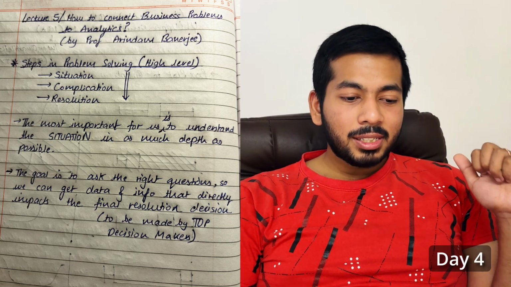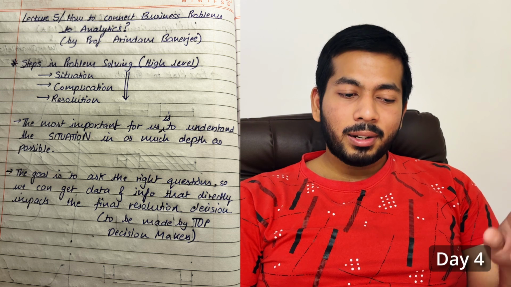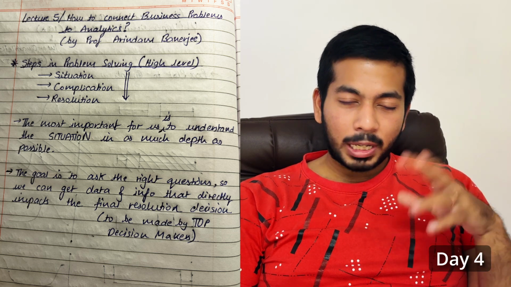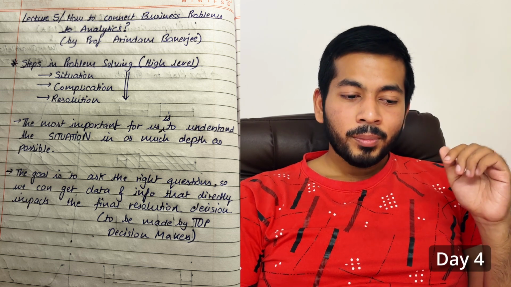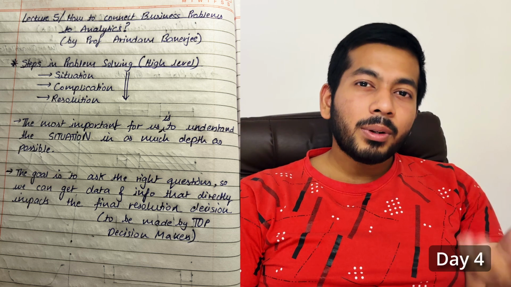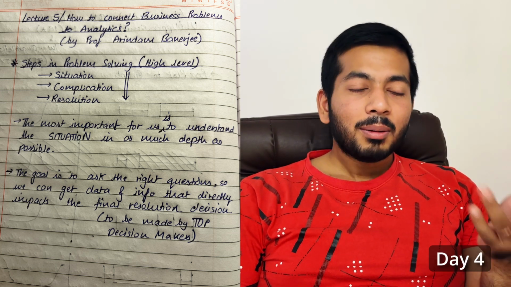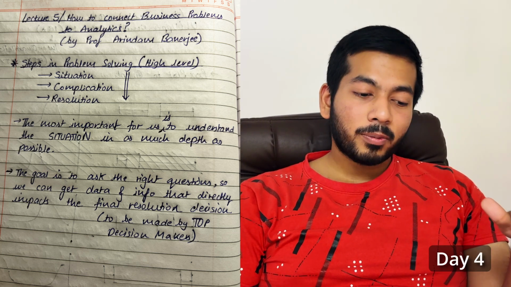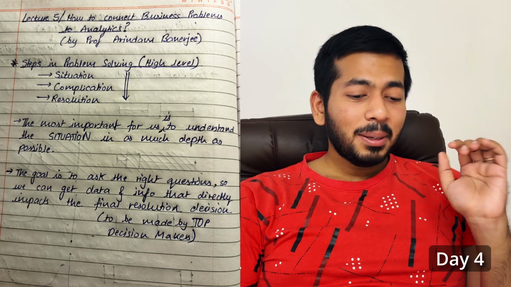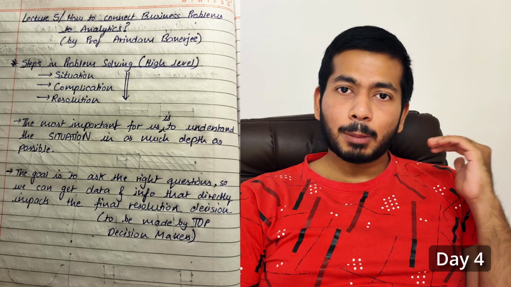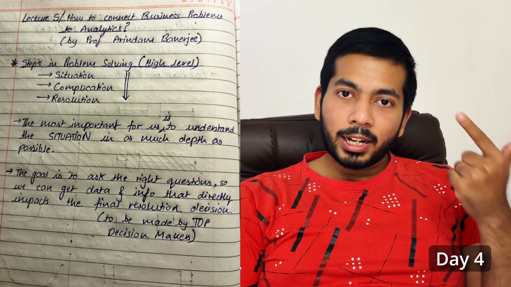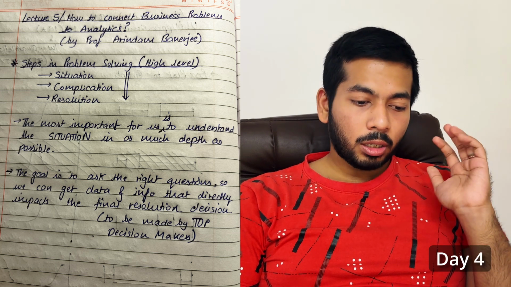Let's see. Lecture 5 is how to connect business problems to analytics. I don't see the way that they have structured this particular lecture properly, because this topic, how to connect business problems to analytics, has not only been discussed in this particular lecture, but still, whatever conclusions we have, I've written over here. The first point is steps in problem solving. At the high level, the steps in problem solving are understanding the situation, finding the complication, and then finding the resolution to that particular complication.